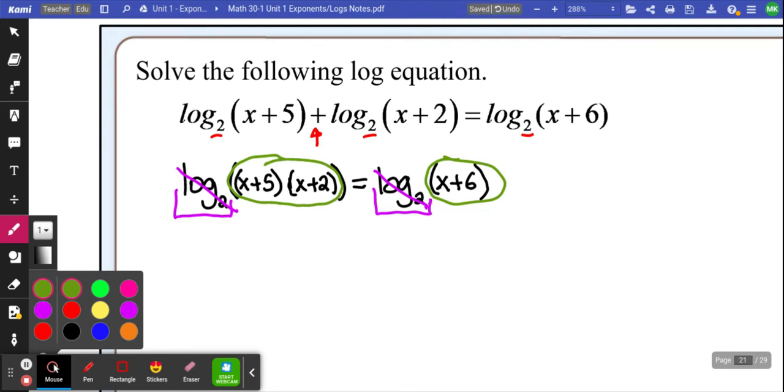And I now have x plus 5 times x plus 2 equals x plus 6. So it's like the same kind of concept as like base solving.